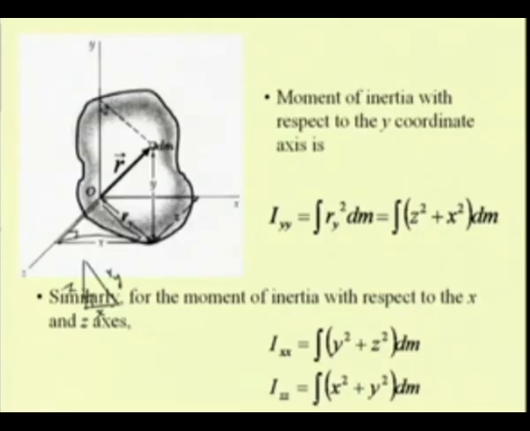Similarly, we can define the moments with respect to the other two axes, x and z. Ixx is the second moment of this mass with respect to the x axis, defined similarly as the integral of y square plus z square dm, and Izz, the second moment of the mass with respect to the z axis, as the integral of x square plus y square dm. In this way we can compute the second moment of this mass with respect to the principal axes.